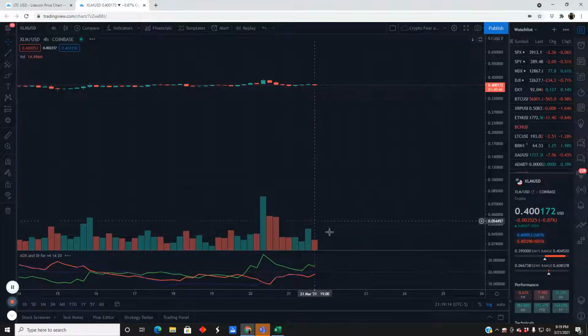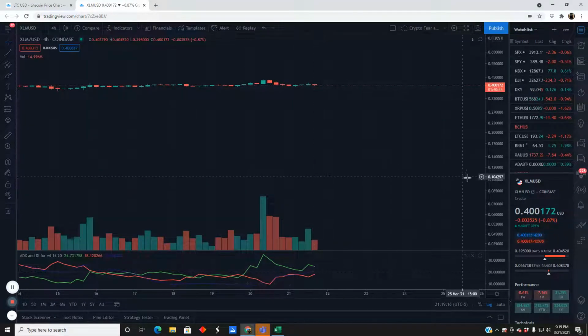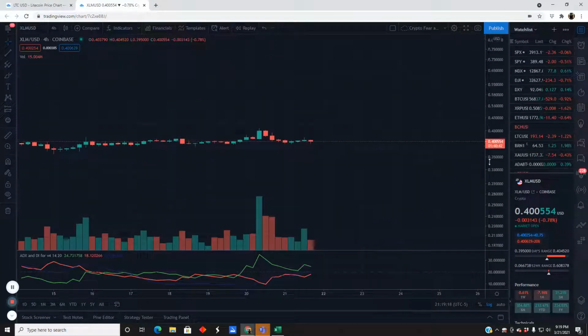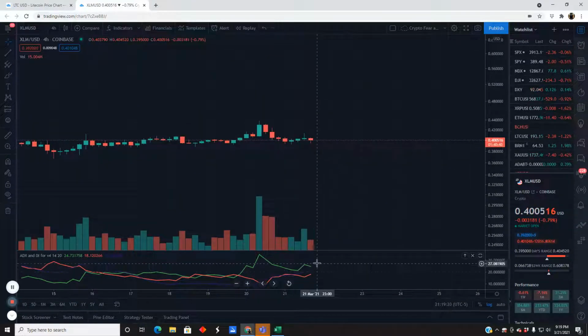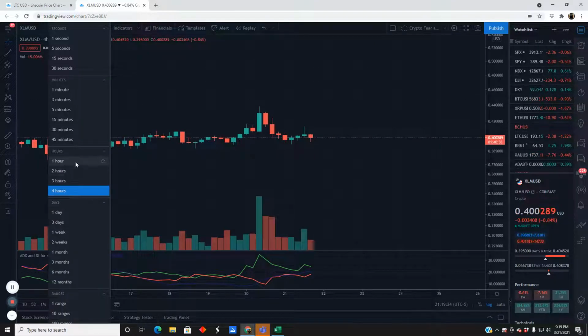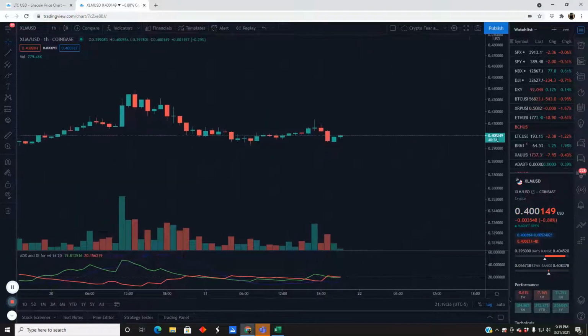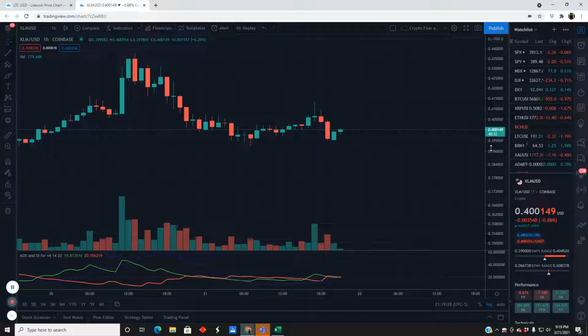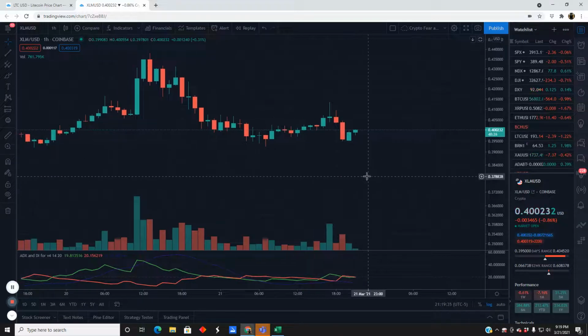We look at 4 hour. Bulls are still in control here. Looks like momentum's picking back up as well. And then 1 hour. I don't really like to look at the 1 hour very often. I'll look at the 4 hour, the 1 day, the 3-day, the 1 week, and the 1 month. Those are the main ones that I pay attention to.